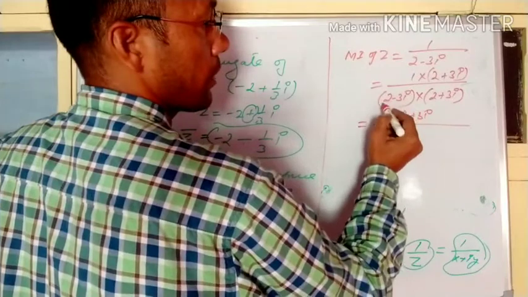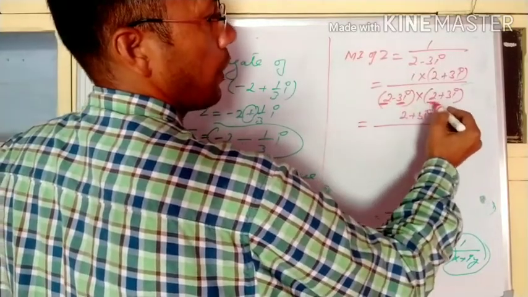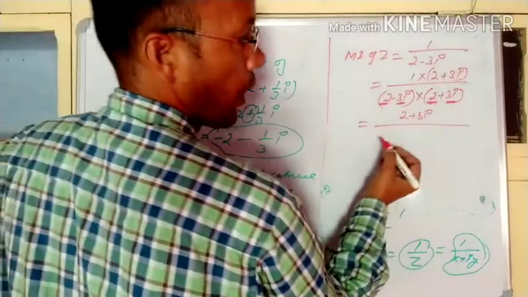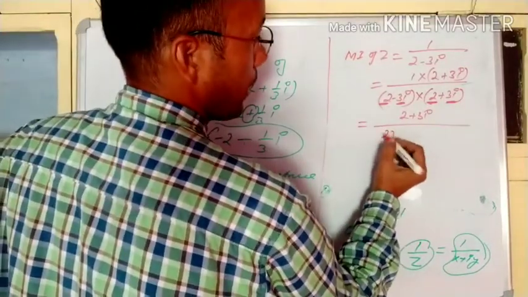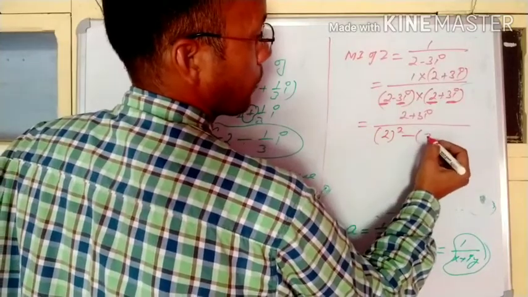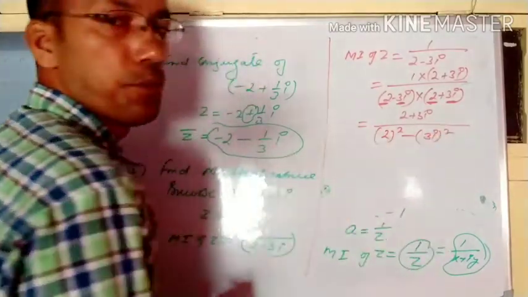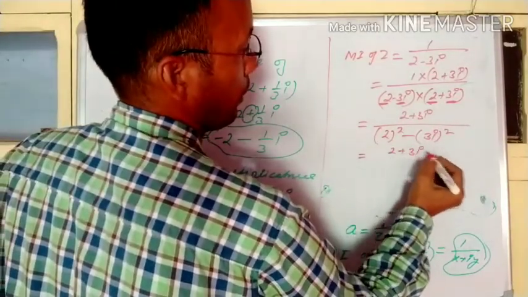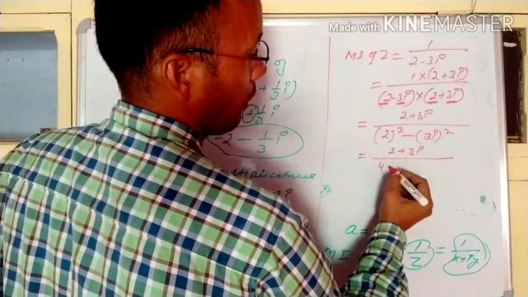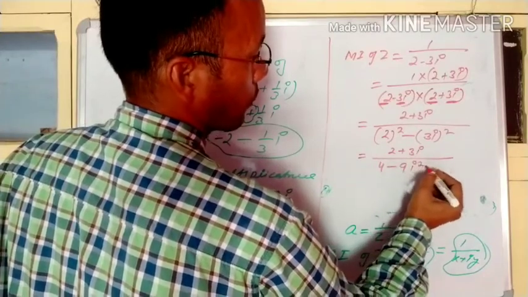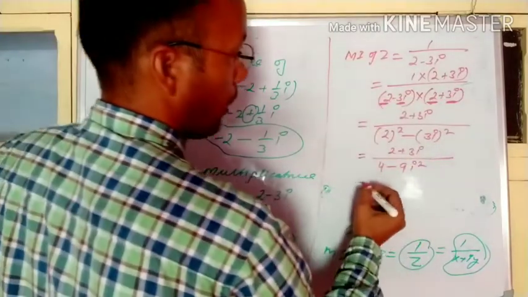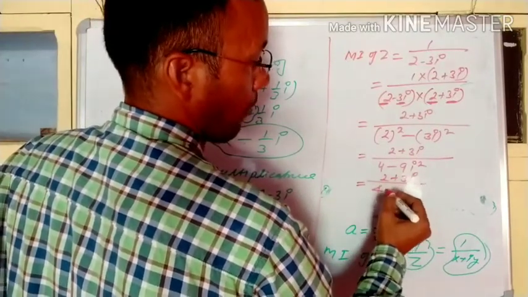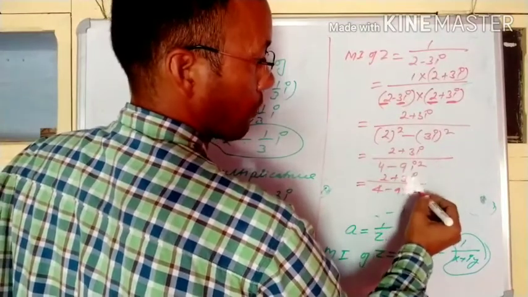Now just check, this is a minus b into a plus b, right? a minus b into a plus b is a square minus b square. Here a is 2 and b is 3 iota. Now this is 2 plus 3 iota divided by 4 minus 9 iota square. Now this is equal to 2 plus 3 iota divided by 4 minus 9 into iota square, which is minus 1.